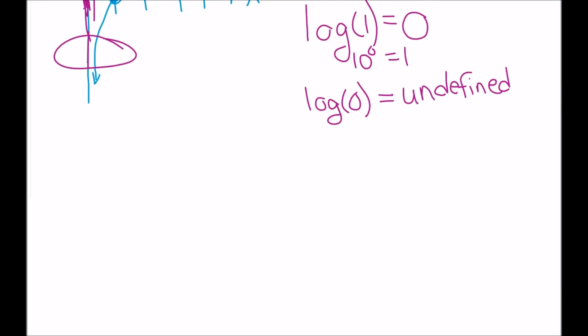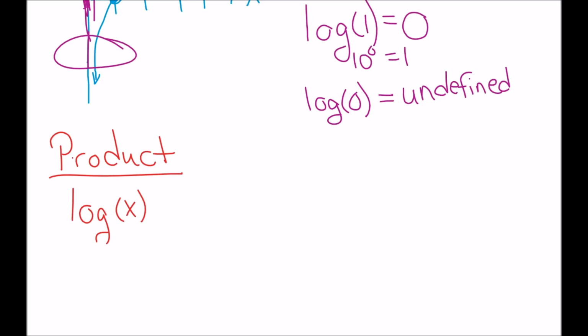Now we're going to go on to our rules of logarithms: the product rule, quotient rule, and power rule. They basically let us do math with logarithms and simplify them. We're going to start with the product rule. Basically, what the product rule says is the general formula: log of x plus log of y equals log of x times y.